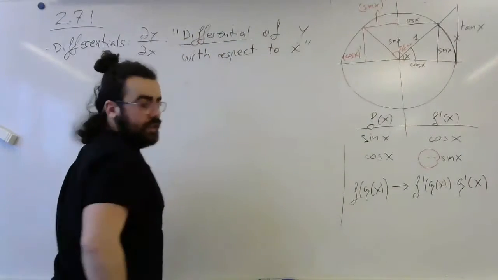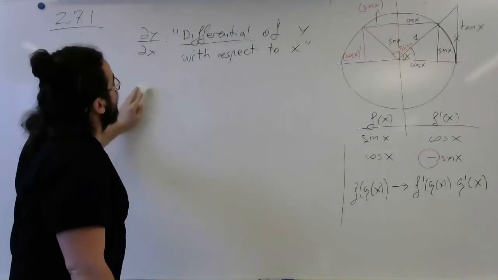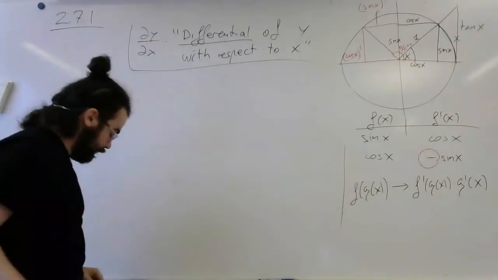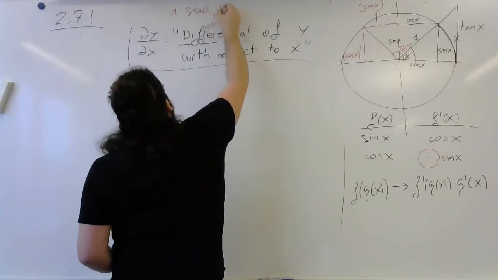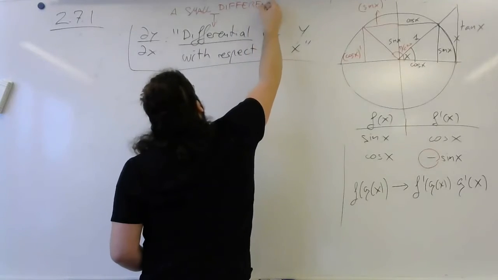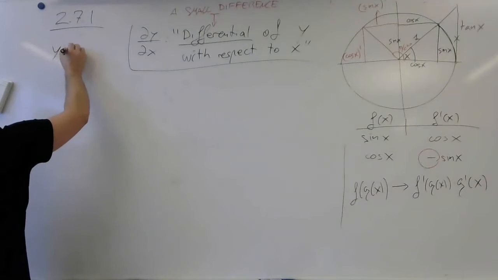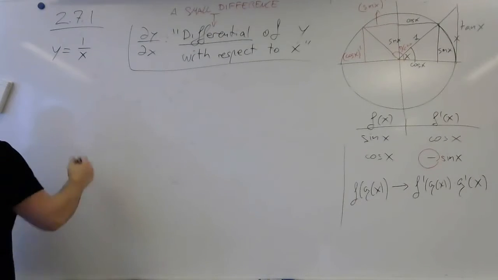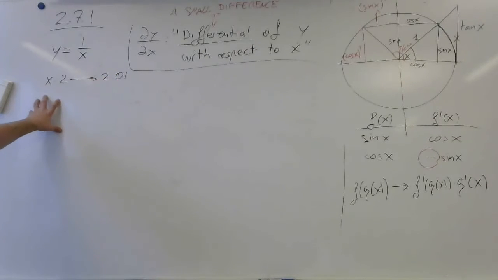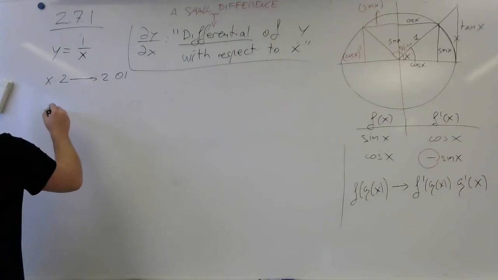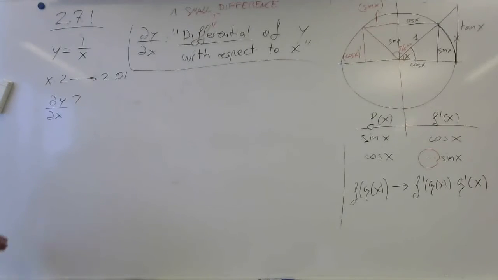Now, differential means a very small difference, and this is what you're going to be seeing in this first exercise. Good. So we have the function y equals 1 over x. And we are told x goes from 2 to 2.01. And what we want to calculate is this differential, this small difference.